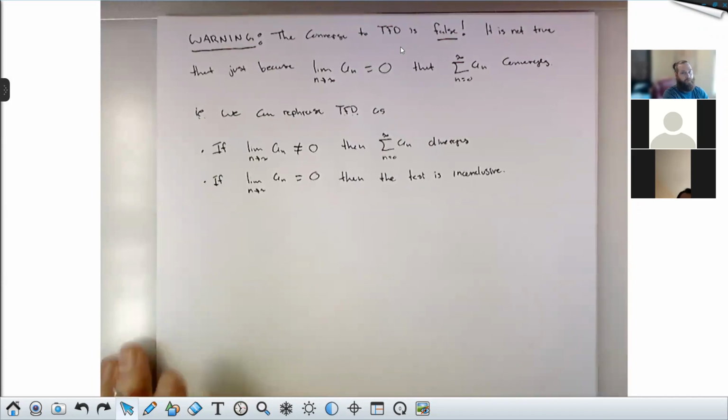Warning, the converse. Yeah, that word is converse, like the shoes. Converse, meaning the logical, what you get if you flip the implication around. So if the limit of a_n is not 0, the series diverges. It's not true that if the limit of a_n is 0, the series converges.